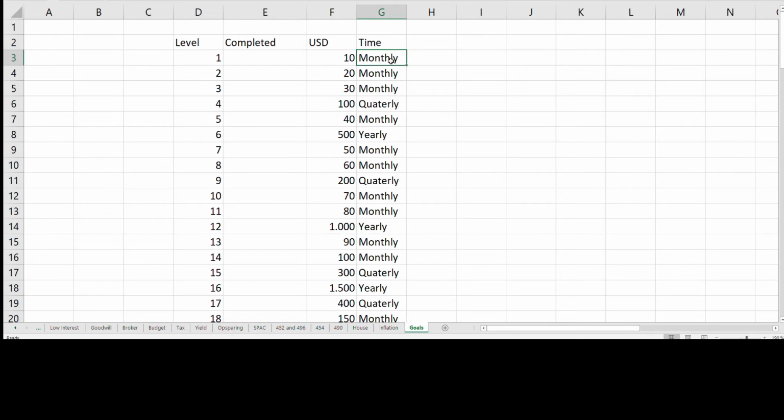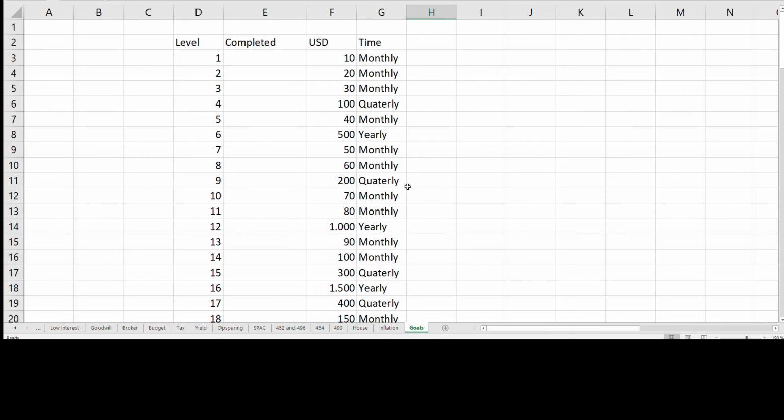The way I use this as an inspiration is that the first couple of levels should be quite easy to reach. I mean, $10 a month in passive income from dividends doesn't require too much saving, but at least it gets you going on your journey. Then you can see level 2, that's $20, level 3, that's $30. And then all of a sudden, I start to kick in a quarterly goal, so I even have something in between the $30 and $40 a month. And then after $40 a month, there's even a yearly goal. So this is just a way to easily have your eyes focused on the next achievement.